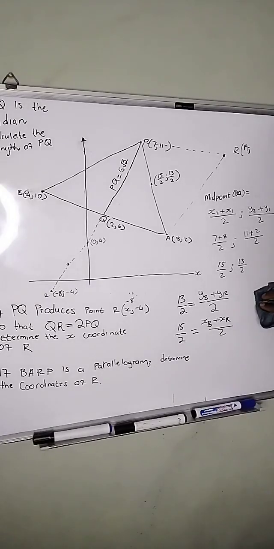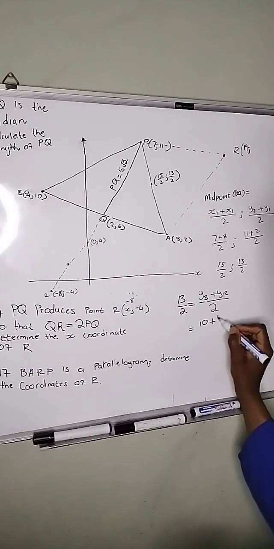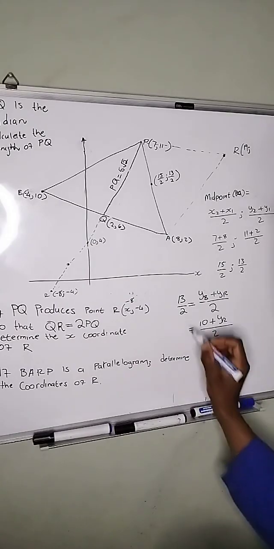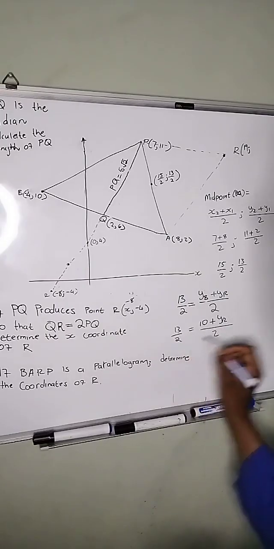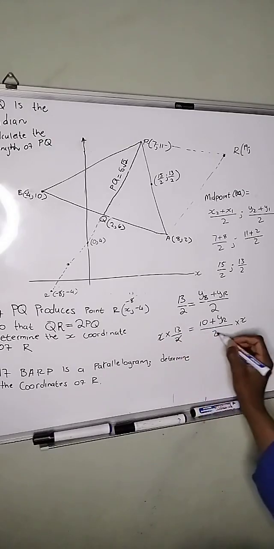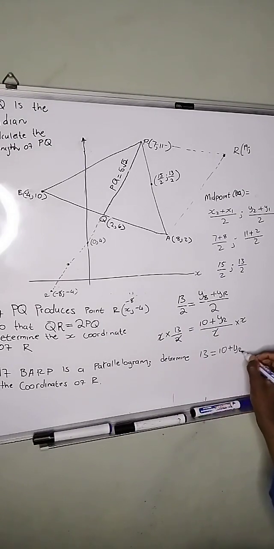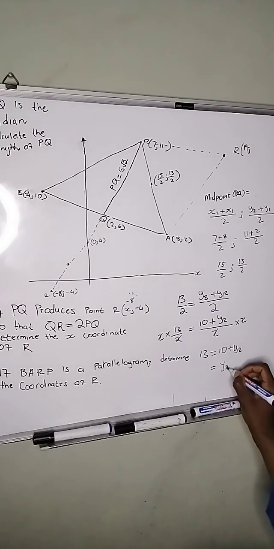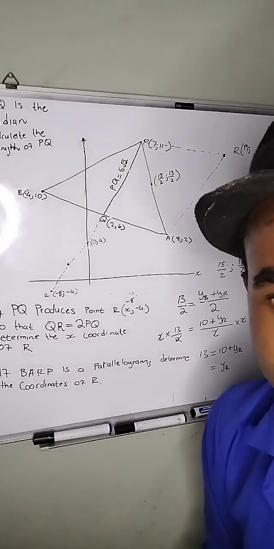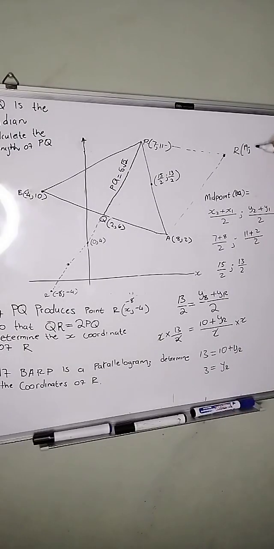Now we are on Y. I'm going to take the value of Y, which is 10. 10 plus YR over 2 is going to be 13 over 2. I multiply both sides by 2, and this is going to be 13 equal to 10 plus YR. So what's going to be the value of YR? It's going to be 3. So R is (19, 3).